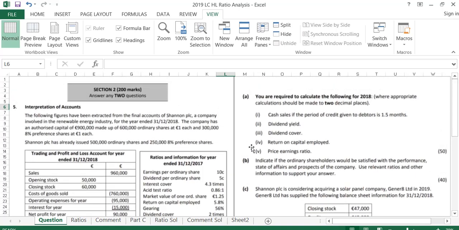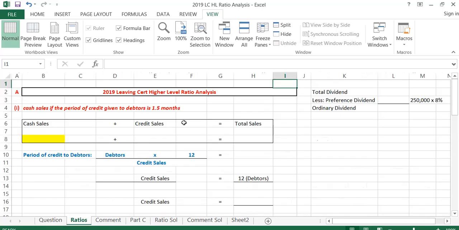The first ratio we're asked to work out is to calculate cash sales if the period of credit given to debtors is 1.5 months. So to do this, the first thing we really need to know is that cash sales, stuff we sell for cash and get the money straight away, plus credit sales, stuff we sell and we get the money at a later date, make up our total sales. So we're asked to work out cash sales in part 1.